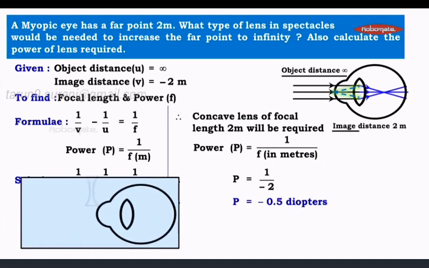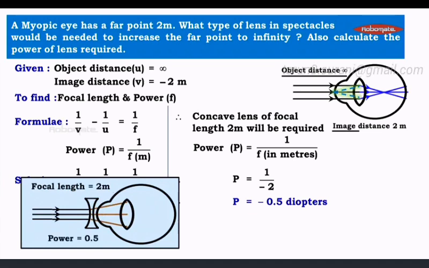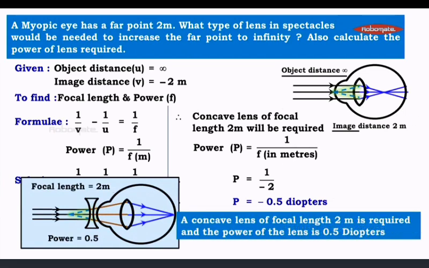So students, what did we do again? We used a concave lens. And this concave lens diverges the rays and the rays fall on the retina. The concave lens has a focal length 2 meter and power 0.5 diopter. So the final statement: the concave lens of focal length 2 meters is required and the power of the lens is 0.5 diopter. So students, these are the numericals to understand myopia.